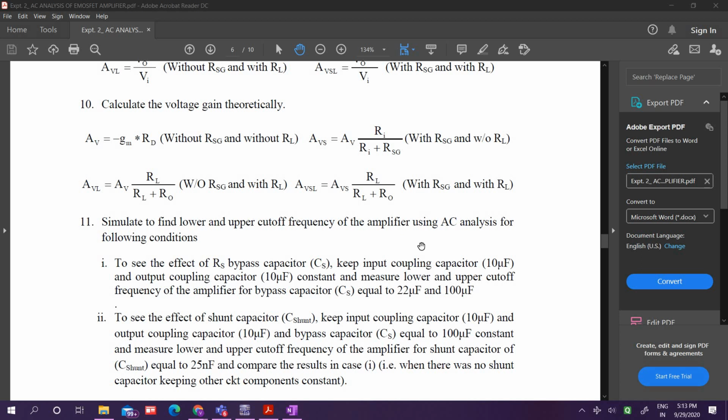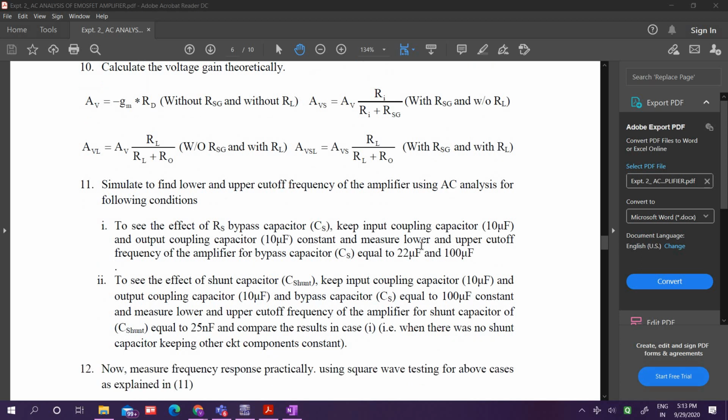The last part of our experiment is that we have to take the frequency response of this amplifier. So how to take a frequency response? In the simulation it is very easy. We have to simulate it with AC analysis. In that we can get the magnitude and phase plot of it, and again we can check the mid frequency gain, and we find out the higher cutoff frequency and lower cutoff frequency.